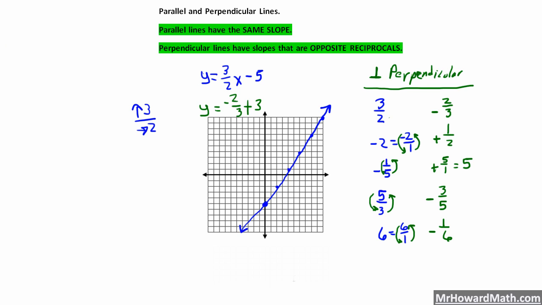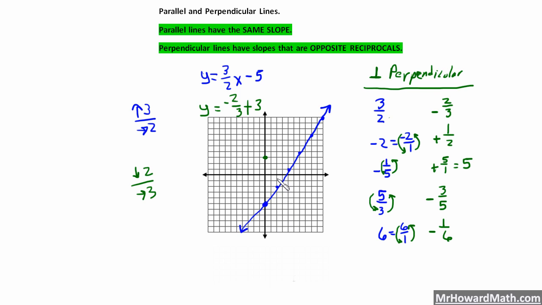Alright, now let's graph our line in green. And we have a -2/3, so that means we're going down 2 and right 3. That's what our slope means. We're going to start at our y-intercept of 3. 1, 2, 3. Alright, so there's our y-intercept.